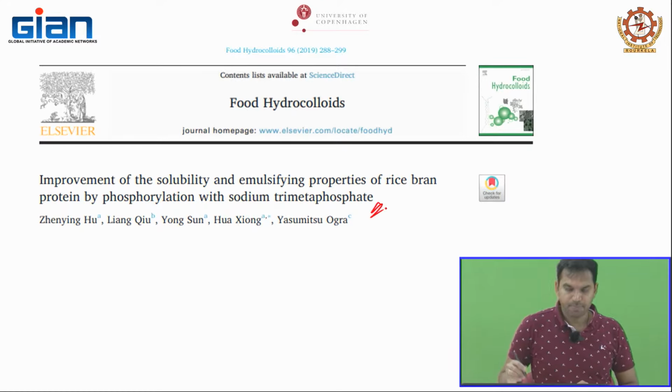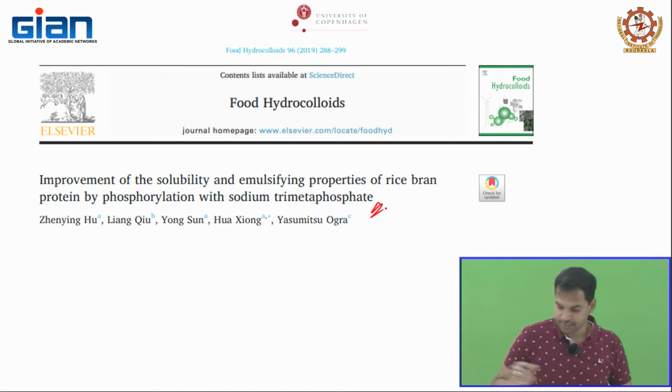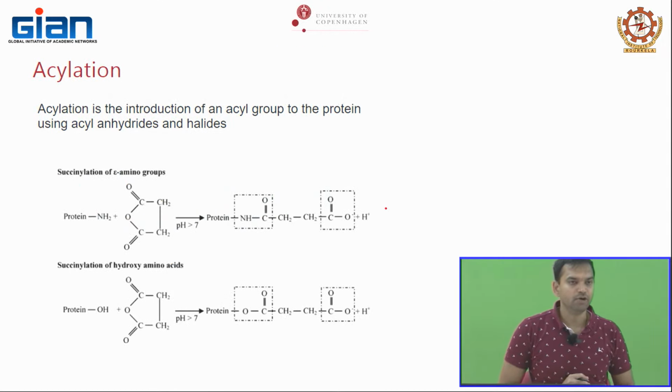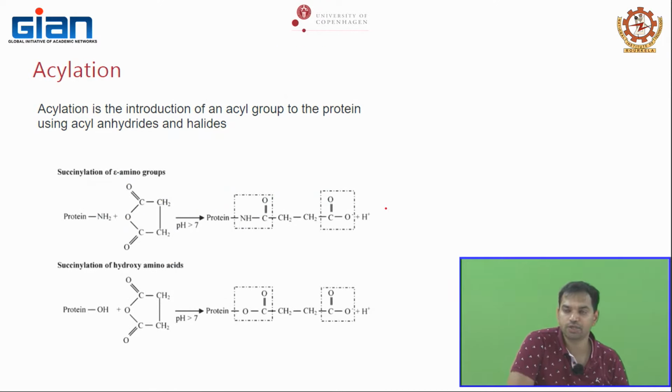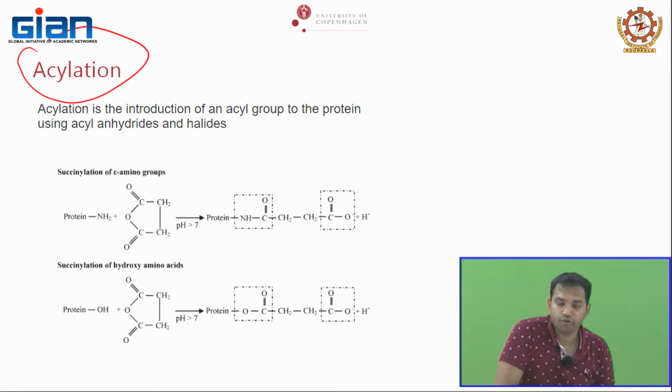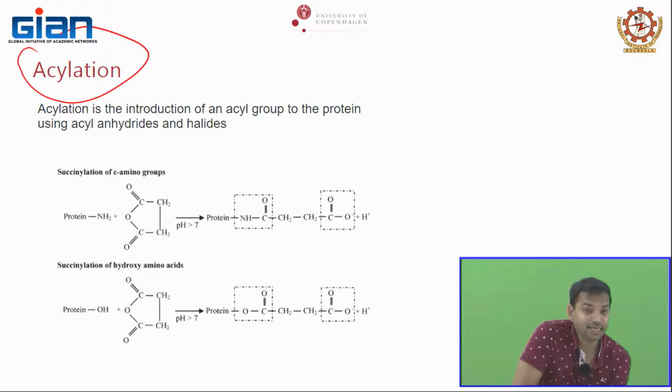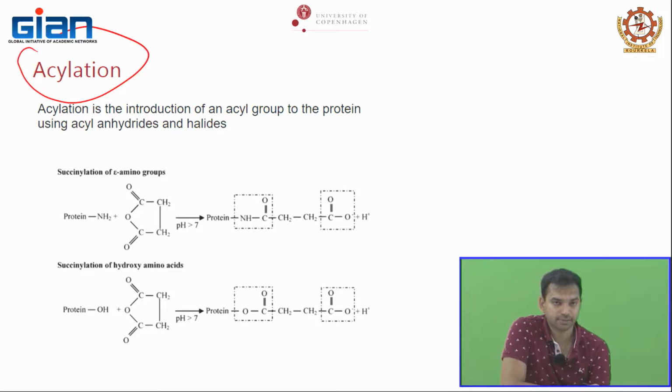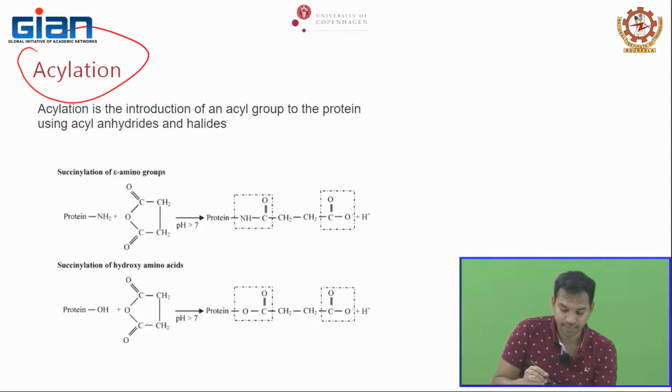You can read this paper if you are really interested in emulsification and so on. Now, we will move on to another technology to change the techno-functional properties called acylation, very similar to phosphorylation. Instead of adding a phosphate containing compound, we will add an acetylating compound here, right. One of the common chemicals we use is acetic anhydride, this is here.